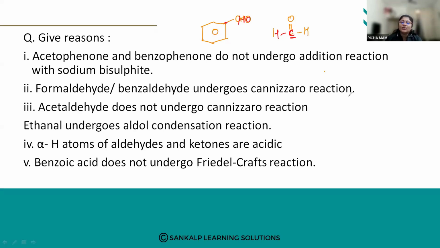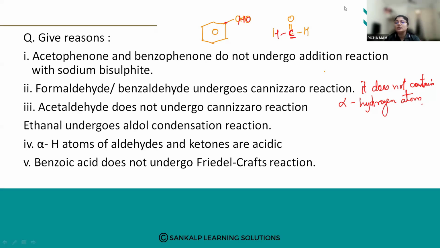So formaldehyde and benzaldehyde undergo Cannizzaro's reaction. The reason is, it does not contain alpha hydrogen atom. Got it? So formaldehyde or benzaldehyde undergoes Cannizzaro reaction because it does not contain alpha hydrogen atom.